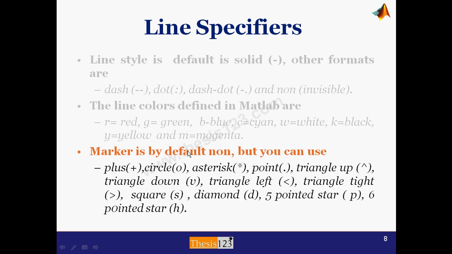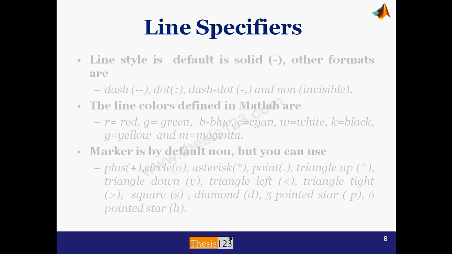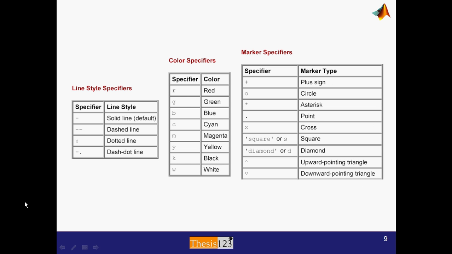Let us see how we can use these values in the MATLAB plot. Now we will see the short form representation. A dash is for a solid line by default, dash dash is the dashed line, this is a dotted line, and colon dash dot is the dash dot line. Also the colors are red, green, blue, cyan, magenta, yellow, black, and white. You have the marker specifiers, which I already explained. Now coming to the plots, we will see how to use all of these.